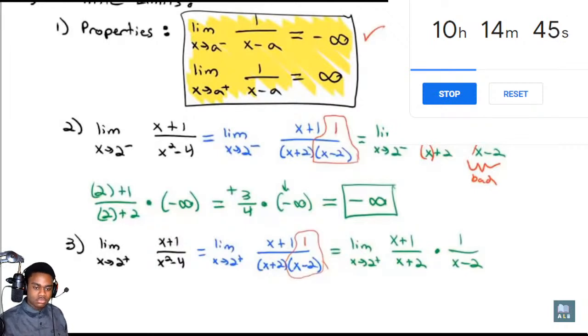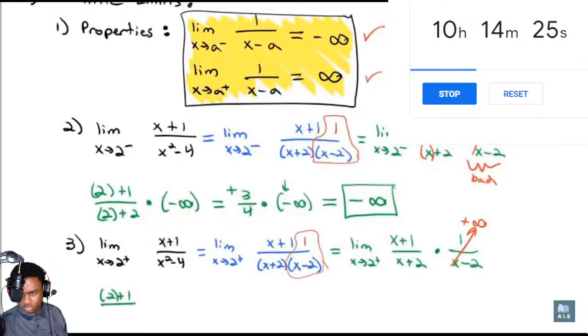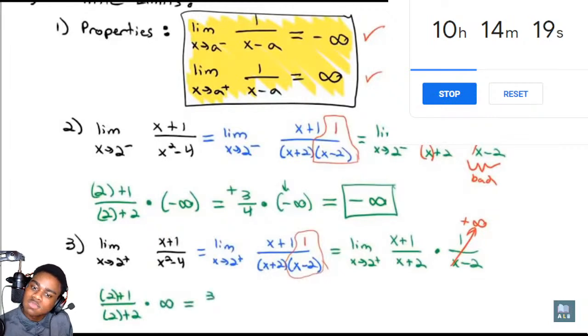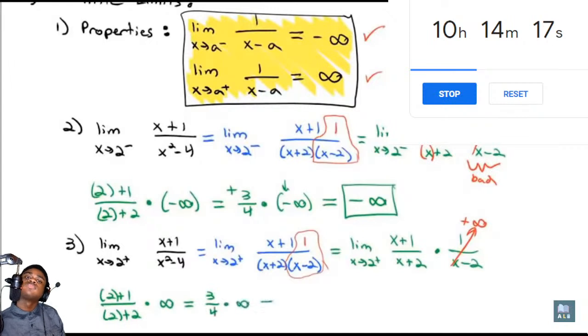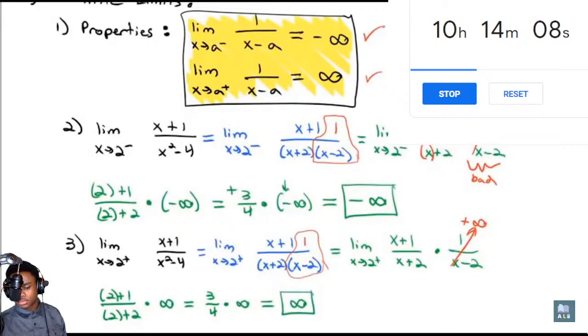This time we're going in from the plus or positive side. That's the second property. That's now going to go to positive infinity. So when we make our substitution step, we're going to plug positive infinity in for that second part. Plugging 2 in, we have 2 plus 1 over 2 plus 2 times positive infinity, which is 3/4 times positive infinity. A positive times a positive is positive. This graph's going to positive infinity from the right.